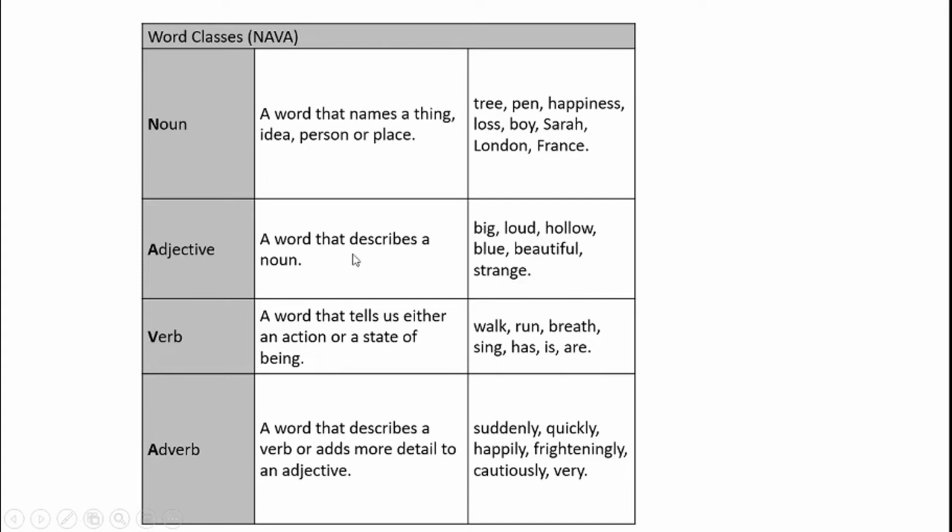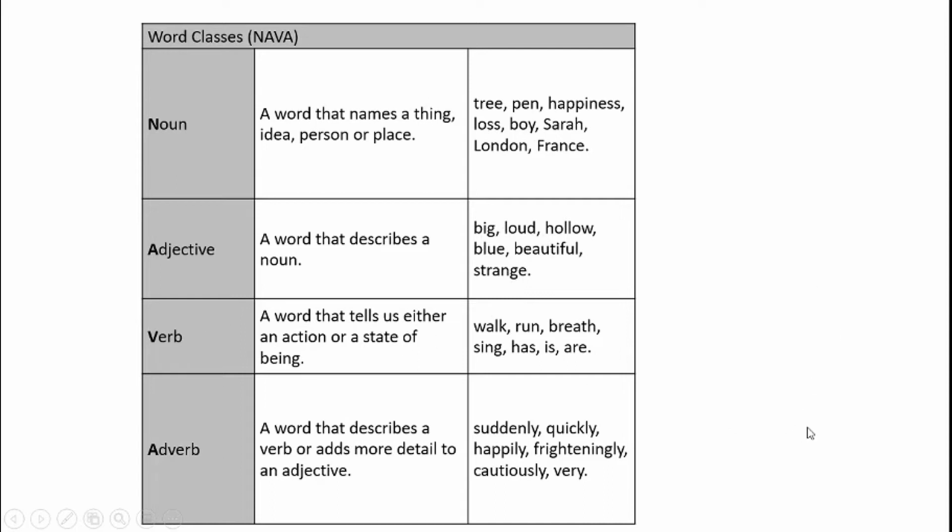So an adjective is a word that describes a noun. For example, big, a big tree, a loud pen, a hollow happiness. Not sure what blue loss is. I suppose you could have a blue boy and beautiful Sarah, strange London. So an adjective always has to have a noun that it's describing.